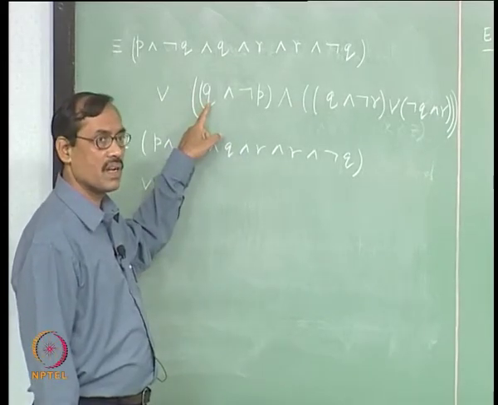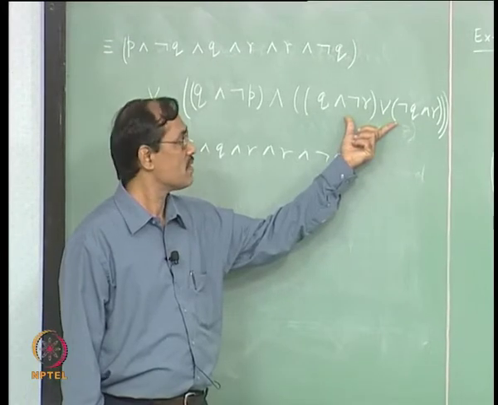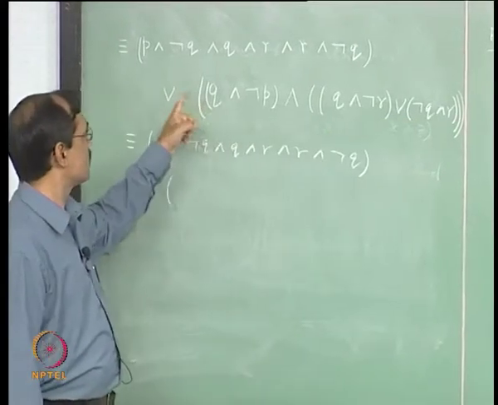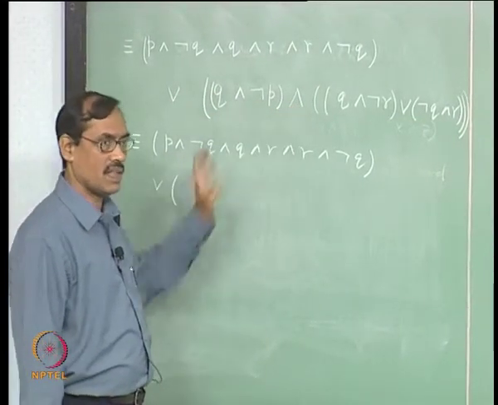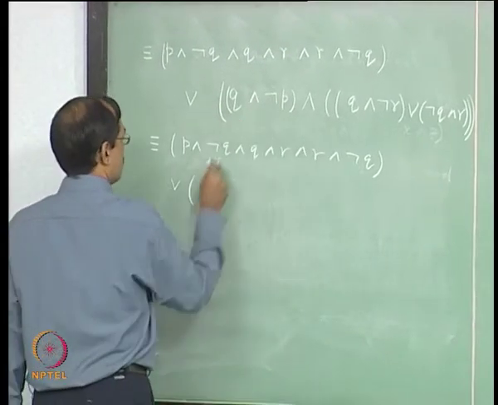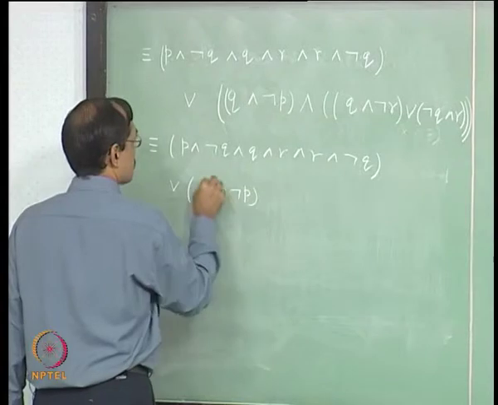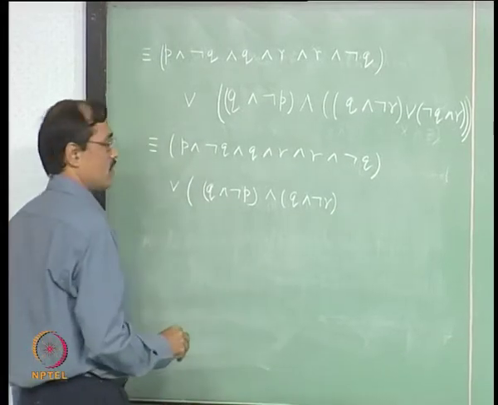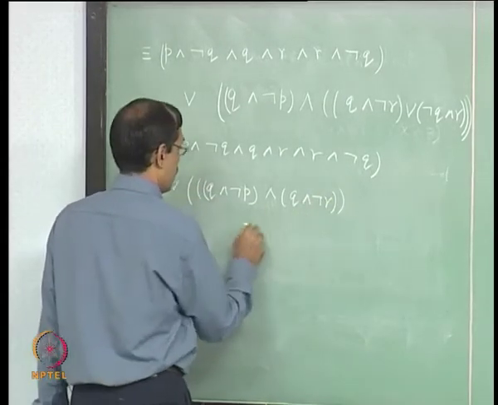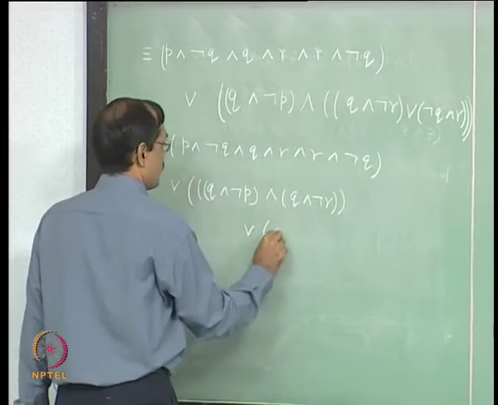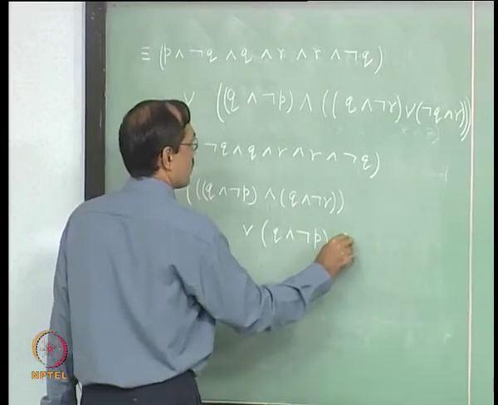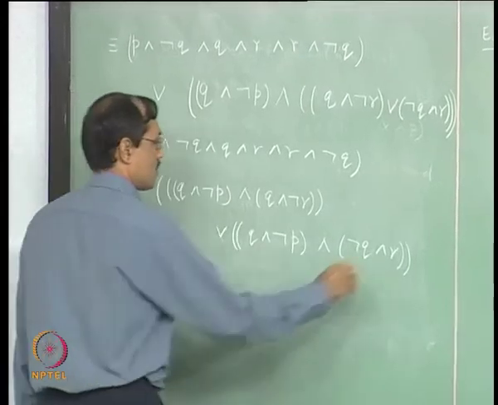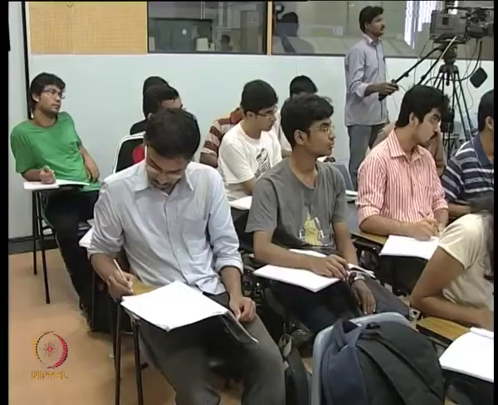Any other simplification can be done? Suppose you distribute this, can you distribute this? Which one? This? Yeah. Let us try that. Okay. So, this is Q and not P and Q and not R, that is one. Other factor is Q and not P and not Q and R. Is that okay? Fine.